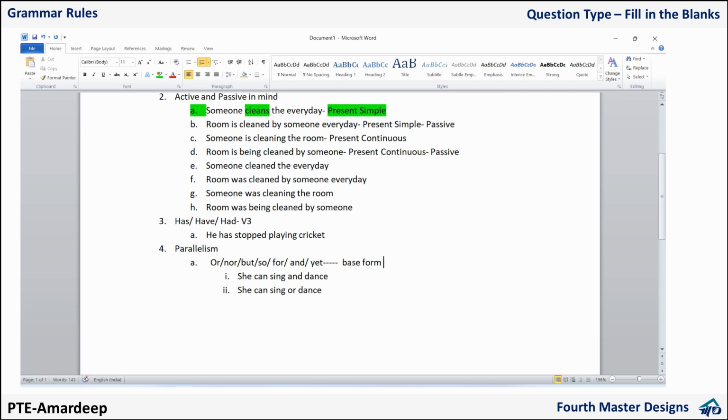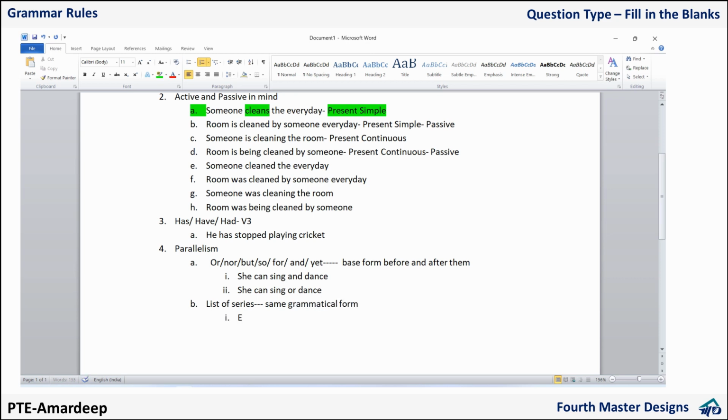Base form before and after them, this is a rule. Okay, keep this in mind. Then we have a list of series. Okay, list of series. Same grammatical form.